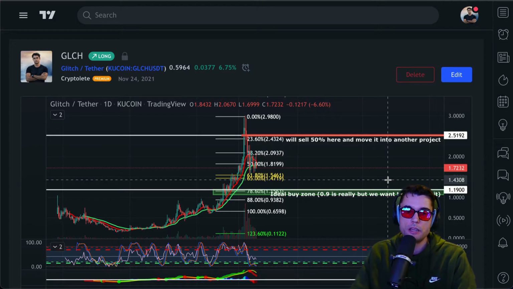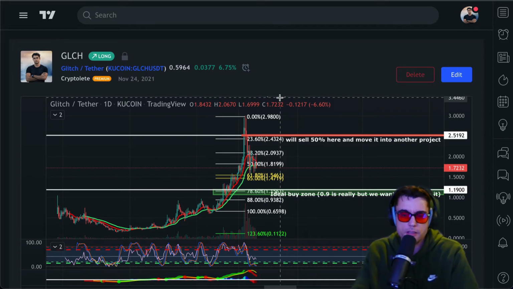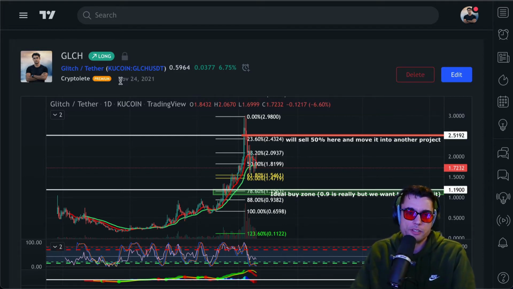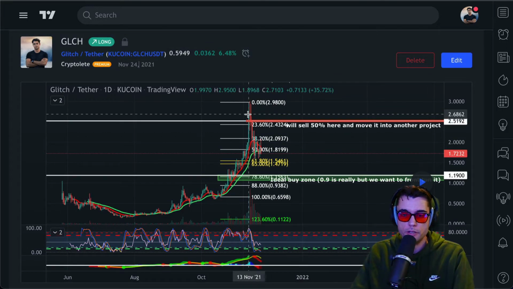So I actually made this chart, and let me just preface this with, I'm not saying do this. I'm not saying this is what you should do. I'm just saying this is what I do. I made this chart November 24th. Remember, everything was going down in November. Most everything was going down, starting from literally the 9th or 10th, and that's the same thing with Glitch. It was going down.